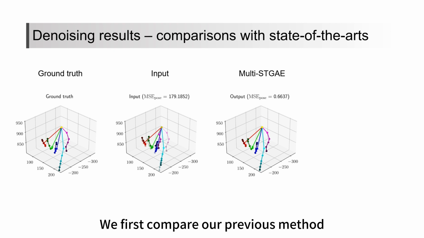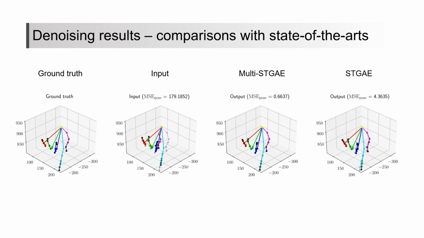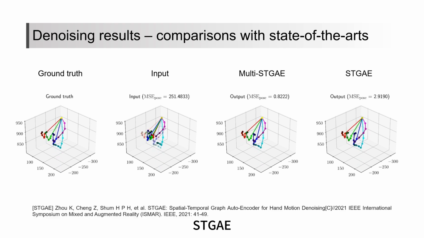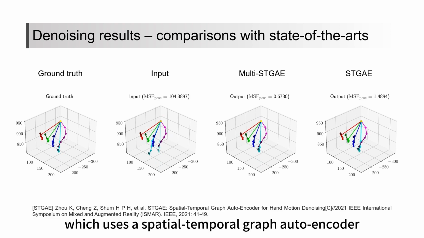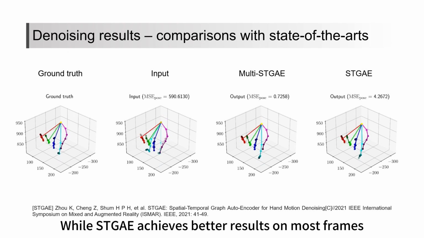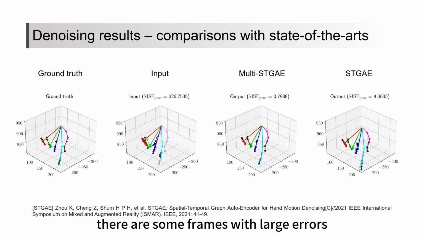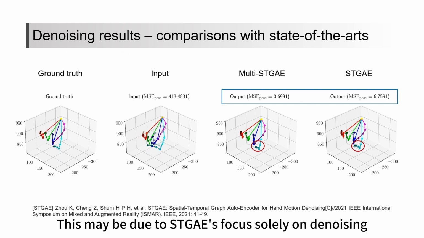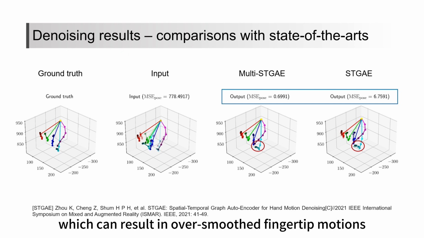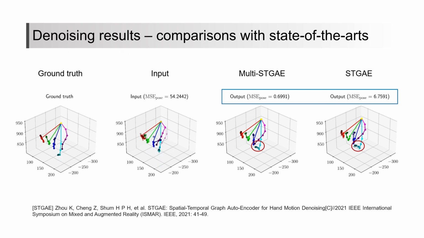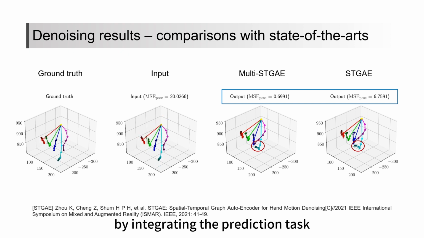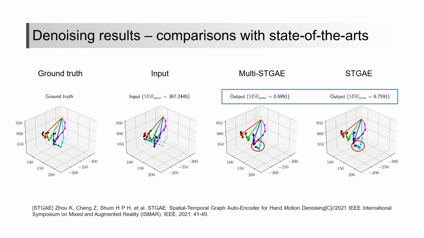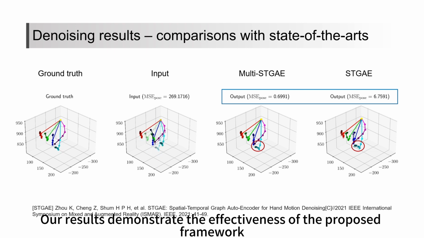We first compare our previous method, STGAE. We first compare our new multitask framework for hand motion denoising to our previous method, STGAE, which uses a spatial-temporal graph autoencoder. While STGAE achieves better results on most frames, there are some frames with large errors, particularly at the fingertips. This may be due to STGAE's focus solely on denoising, which can result in oversmoothed fingertip motions. However, by integrating the prediction task, our multitask method preserves dynamic information and addresses this issue. Our results demonstrate the effectiveness of the proposed framework.